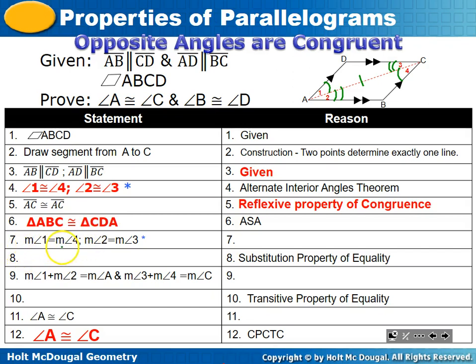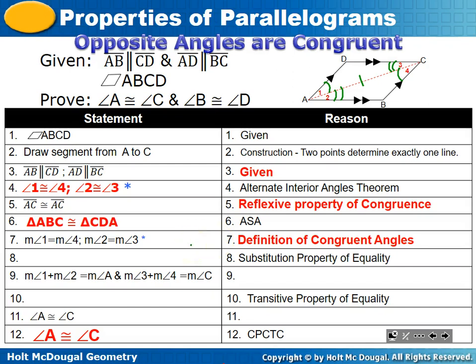Then it says here the measure of angle 1 is equal to the measure of angle 4, and the measure of angle 2 is equal to the measure of angle 3. Now we have that piece of information up here in step 4. So remember, when we go from congruence to equal or equal to congruence, we're always going to put the definition of congruent angles there for that reason. Then we're going to talk about the substitution property of equality, it says here.